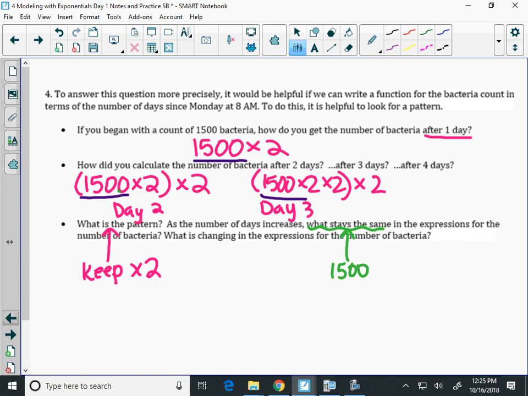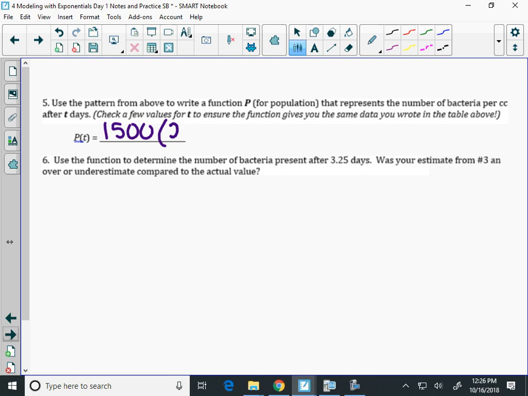Just more times, right? So I'm going to write times 2 in parentheses to the power of, we're going to use T for time. To the power of T, because that exponent means however many days I want, right? 1 time, 2 times, 3 times.